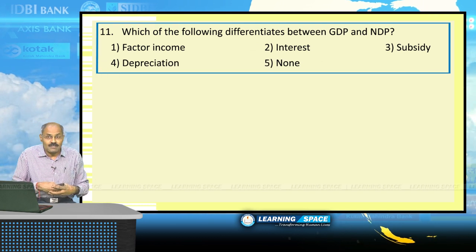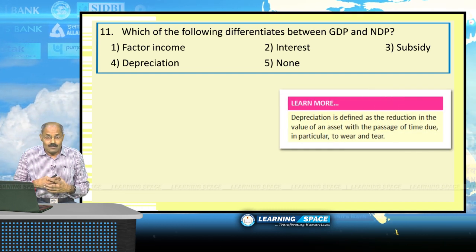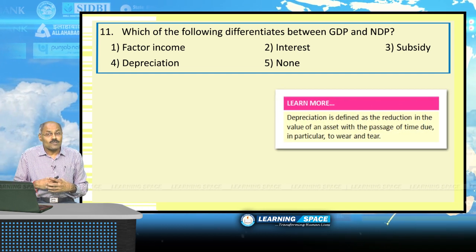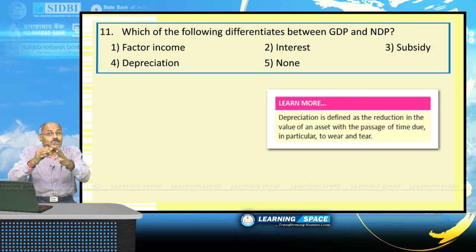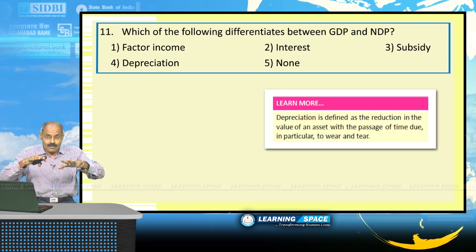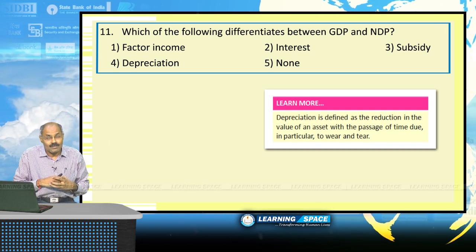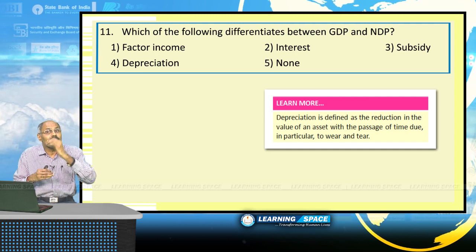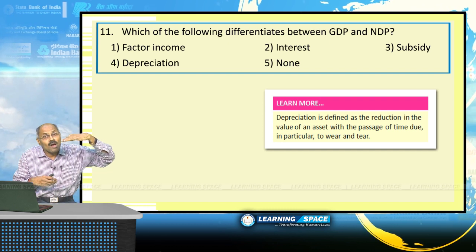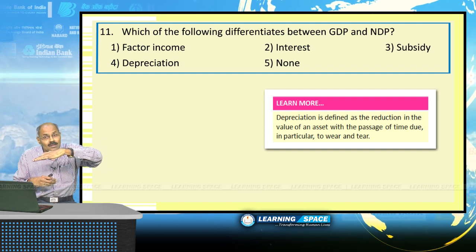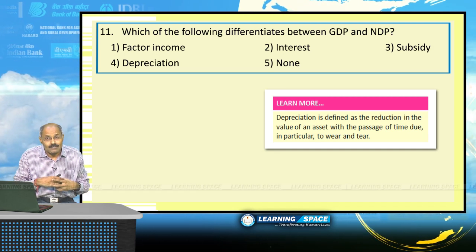Which of the following differentiates between GDP and NDP? What is GDP? GDP is gross domestic product. Gross domestic product is the total value of goods and services produced within the country, and if you subtract depreciation, depreciation means the value of goods goes on reducing as time passes.